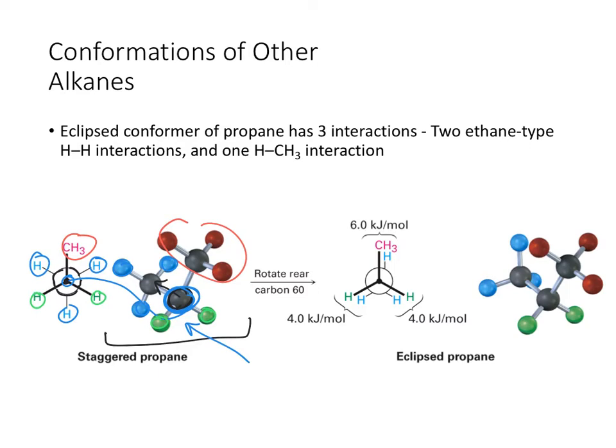So if we were to rotate, this would be the staggered conformation. If we were to rotate the back carbon 60 degrees clockwise, we would get to the eclipsed conformer. So now that has the hydrogens eclipsing each other, and it has a hydrogen eclipsing with a CH3 group. And these values give you the relative energy penalty for those eclipsing interactions.